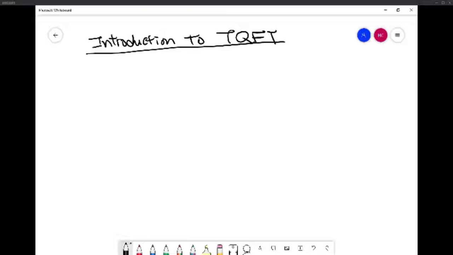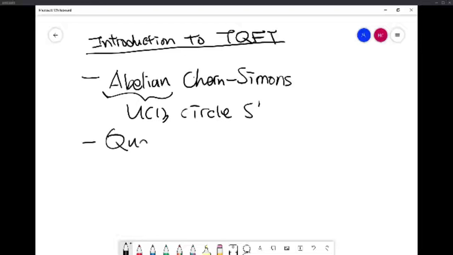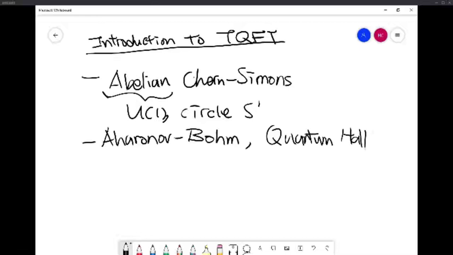But yeah, so basically, what I plan on going through today is Abelian Chern-Simons. So Abelian mainly means U(1), like the circle gauge group, and I'll show some applications such as, maybe not immediately quantum Hall, but Aharonov-Bohm, then quantum Hall, and also anomalous Hall in 3D, maybe.